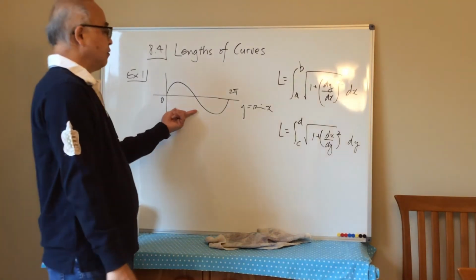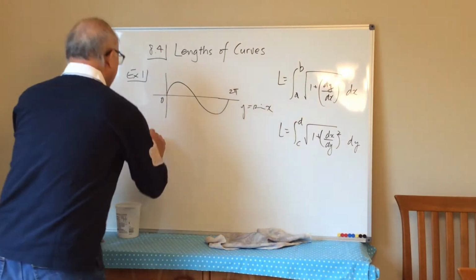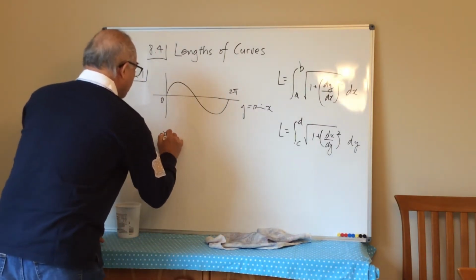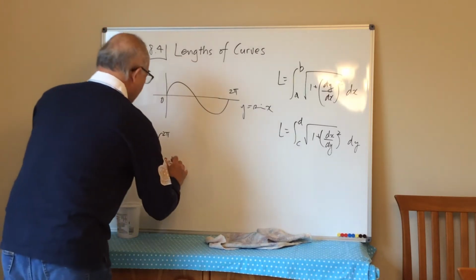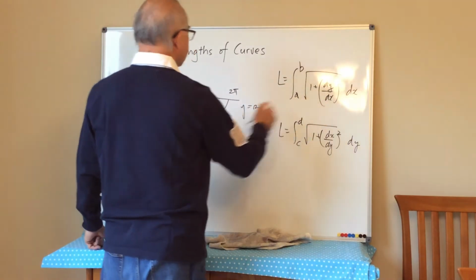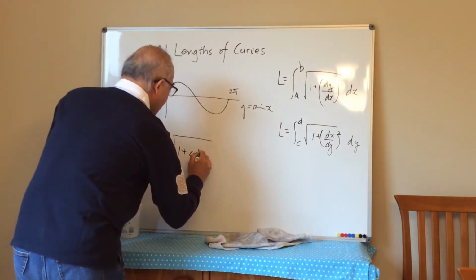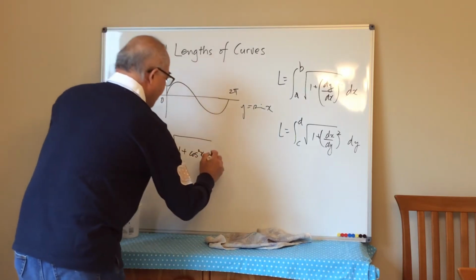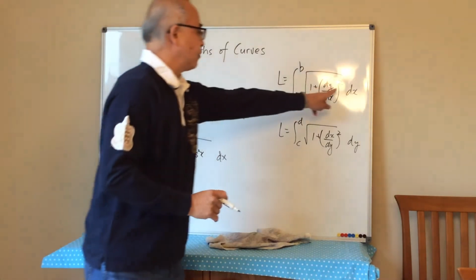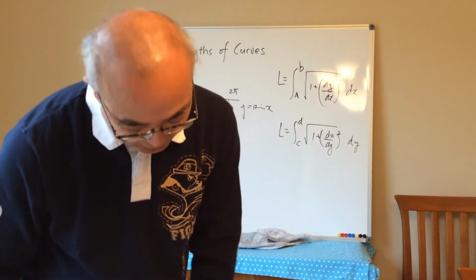So let's go back to this one. Just plug and chug into this formula. The length is going to be equal to the integral from 0 to 2 pi of the square root of 1 plus (dy/dx) squared, dx. Since y is sine x, dy/dx would be cosine x, and I have to square it. So if I do that, what do I get?